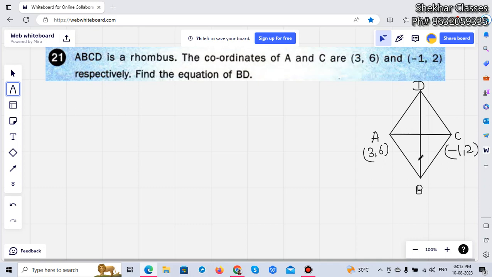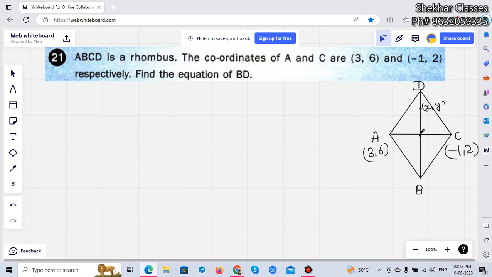See, we know that diagonals of a rhombus bisect each other and are perpendicular to each other. So if I find the midpoint of AC, that will be a point on BD also. So we know the coordinates of one point. After that, we can take any other point (x, y), and using these two points we can find the slope of this line.